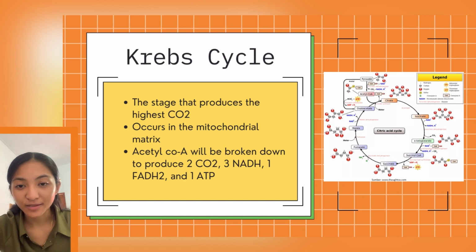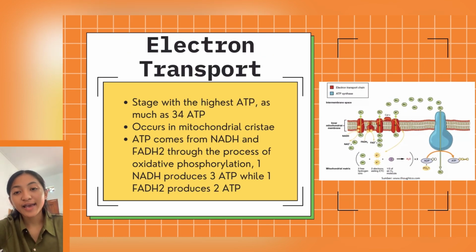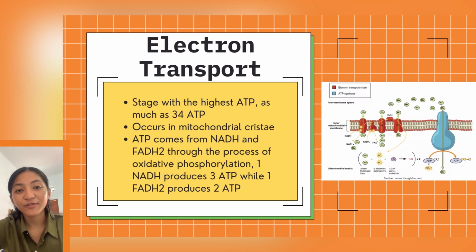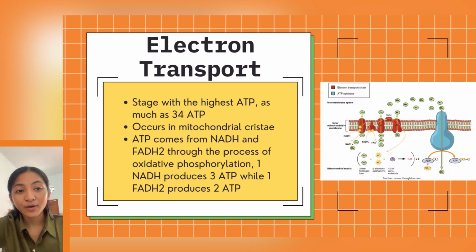It occurs in the mitochondrial matrix, and acetyl coenzyme will be broken down to produce 2 carbon dioxide, 3 NADH, 1 FADH2, and 1 ATP. Next, electron transport. This is the stage with the highest ATP, as much as 34 ATP. It occurs in the mitochondrial cristae, and ATP comes from NADH and FADH2 through the process of oxidative phosphorylation. 1 NADH produces 3 ATP, while 1 FADH2 produces 2 ATP.